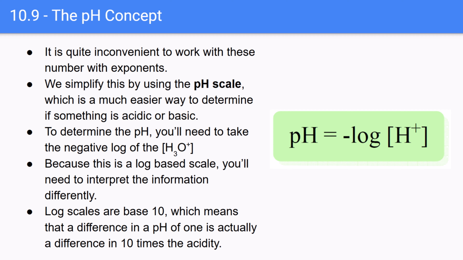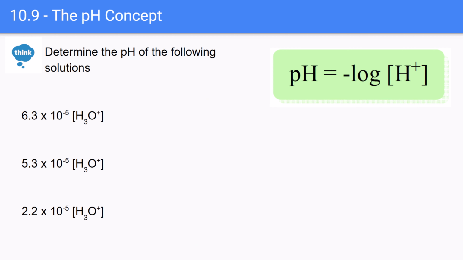But anyways, we simplify this information by using what's called the pH scale, which is a much more simplistic way to determine if something's acidic or basic. Basically, to determine the pH, you need to take the negative log of H3O plus. With the pH scale, it's a log-based scale. And logs are base 10, which means that a difference of 1 in pH is actually a difference of 10 times the acidity. So for example, something that has a pH of 2 compared to something that has a pH of 3, well, the one that's 2 is 10 times more acidic than the one with the pH of 3.